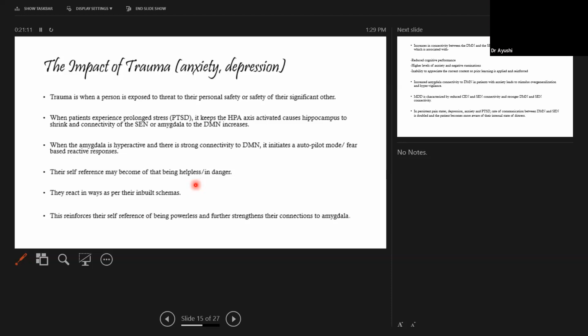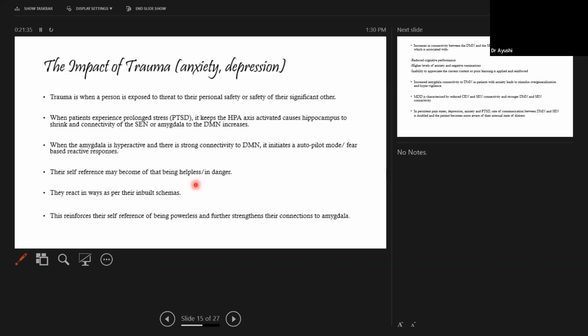Now, when there is increased connectivity of the amygdala and the salience network to the DMN, what will happen is that the amygdala is responsible for emotional processing. So an autopilot mode will be generated because of the excess connectivity between these two, and the patient will always be in an anxious state, always feeling helpless or in danger.